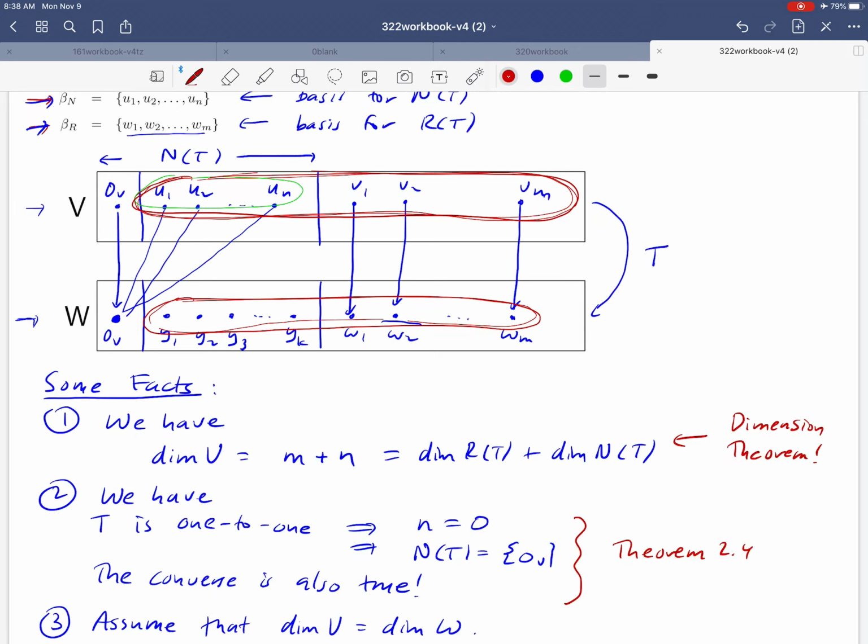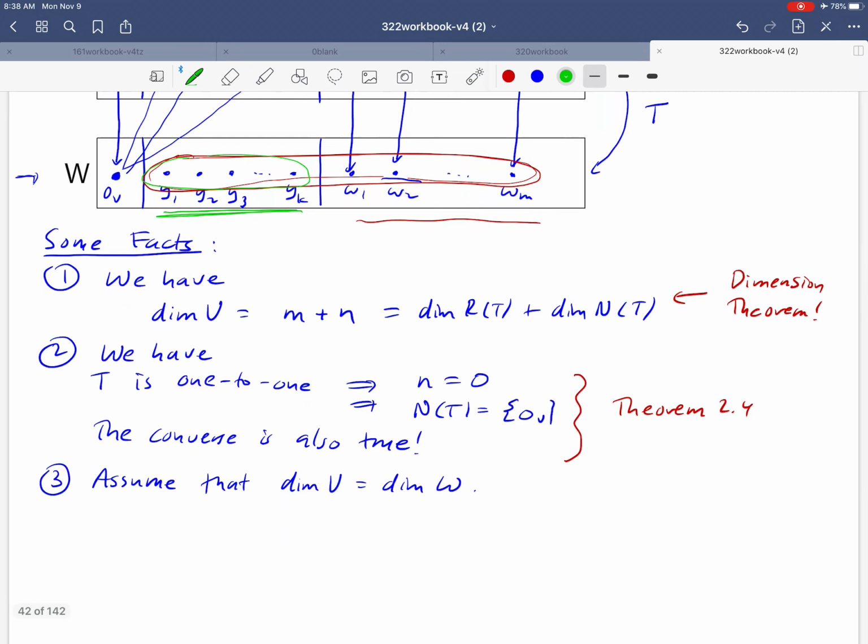And since there are the same number of vectors over here as there are over here, that means that these k vectors have to have the same number of vectors as these n vectors here. I'm sorry, this diagram's getting a little cluttered. So basically what that's saying is that there have to be exactly as many u's as there are y's down here. In other words, n has to equal k. Okay, so k is equal to n, and let's see where that leads us.